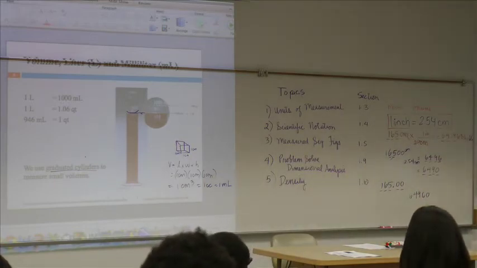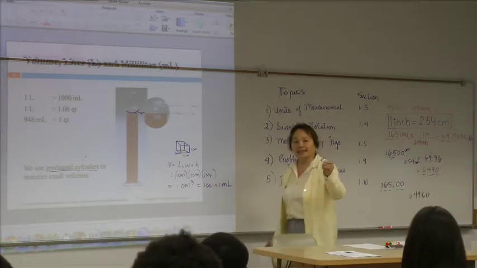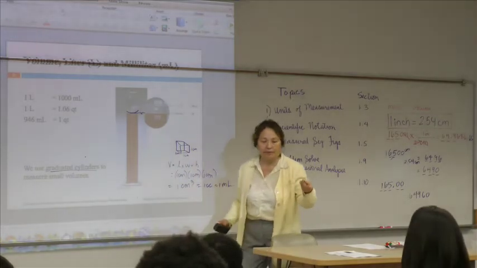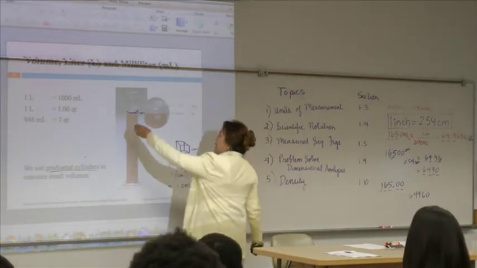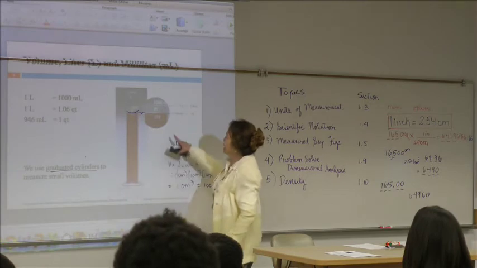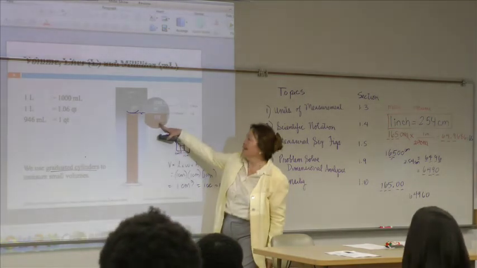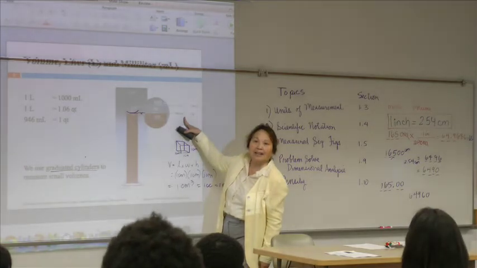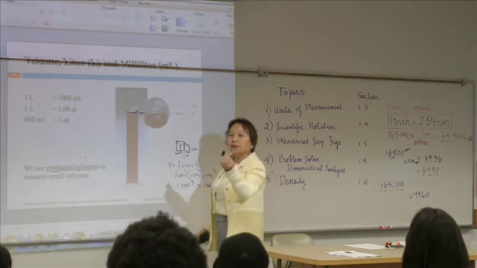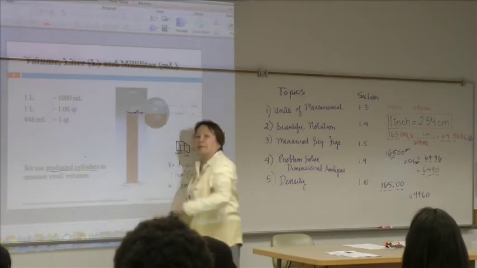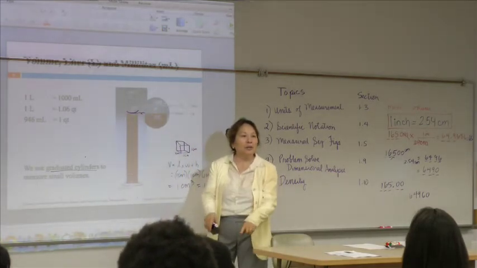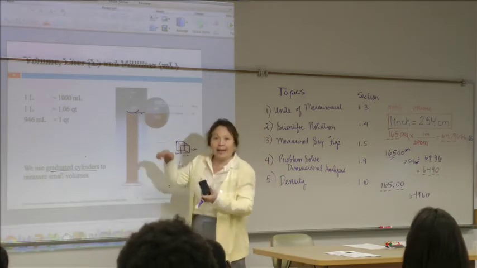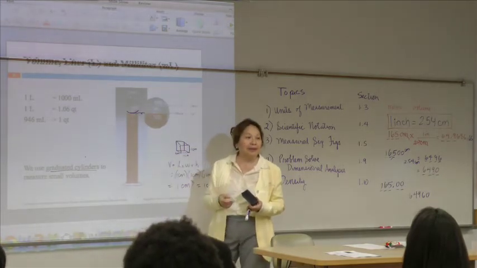So what happens if I put this in? I'll weigh this, and this weighs 5 grams. Then I'll measure out 946 milliliters, equal to 1 quart. What do you think happens if I put this paper clip in there? Will the water go down or will it go up? It will go up by some amount, some ml, right?